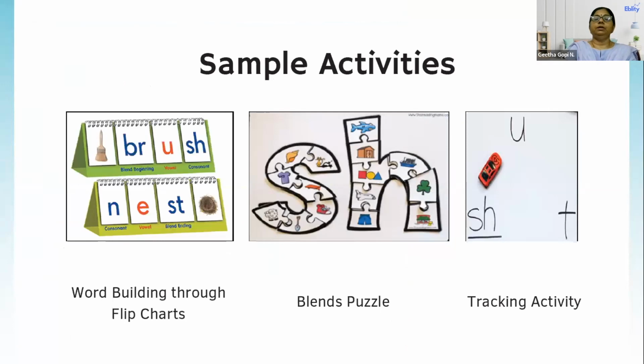Activities which can improve blending and segmenting, some I've already shown you. Again, using a flip chart, on the left hand side you see different flip charts. Flip charts are very useful when you can use different combinations of vowel patterns, whether it's short vowels, long vowels, blends, or digraphs. For phonemic manipulation, this really helps. You can change the beginning sounds, middle sounds, ending sounds, and so on. So flip charts are a great way of enhancing phonological awareness, and you don't need any heavy materials for that.